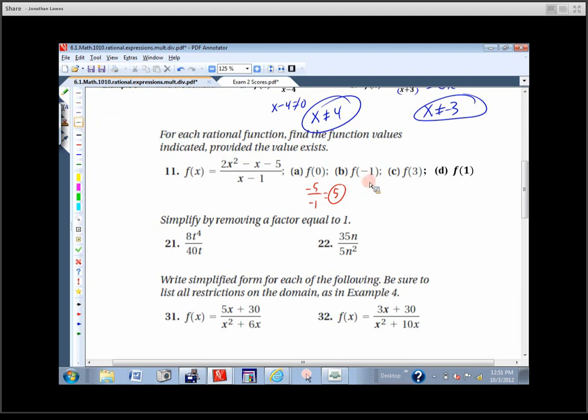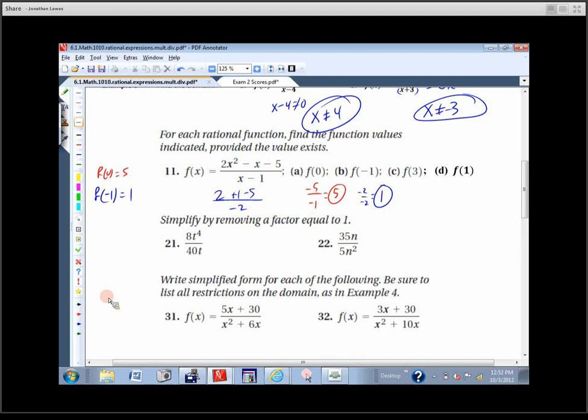Plug in a -1. I think -1 will work. Oh, it will work, because the bottom will be -2. This is going to be -1 squared. That's 1 times 2, so that's a 2. What's a minus -1? That's going to be a +1, and then -5. So I've got a -2 on the top, right? And a -2 on the bottom. So f of -1 is 1. So let me write that again over here. F of 0 is 5, and f of -1 is 1.